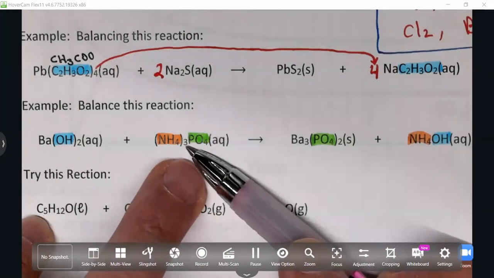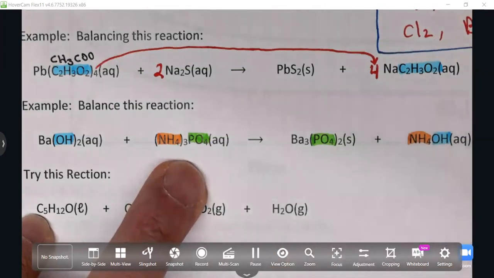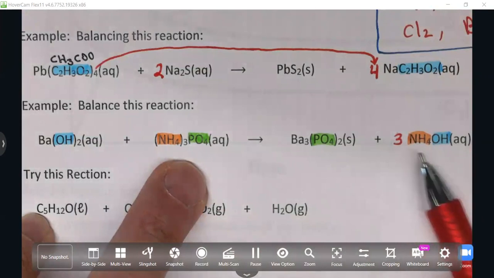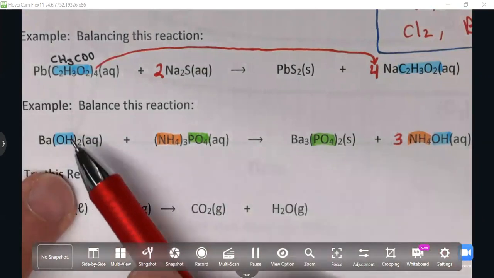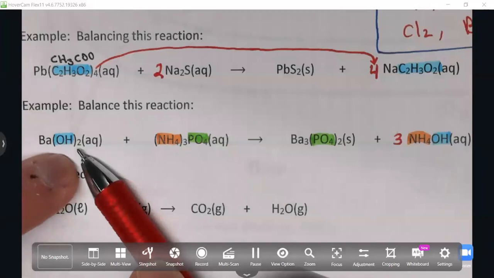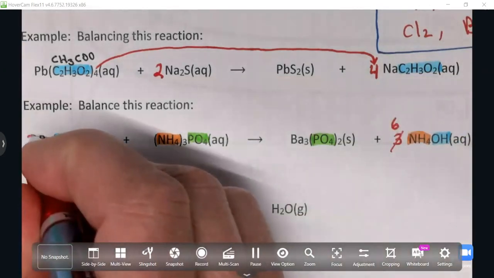Okay, so if we do the ammoniums first, 3 there, and only 1 ammonium here, we put a 3 in front. But now that affects my hydroxide, my OH. So let's tackle the OH. I have 3 OH here and 2 here. So that's not going to work. Let's make them both 6 now. So I need to make this a 6, and I need to make this a 3.